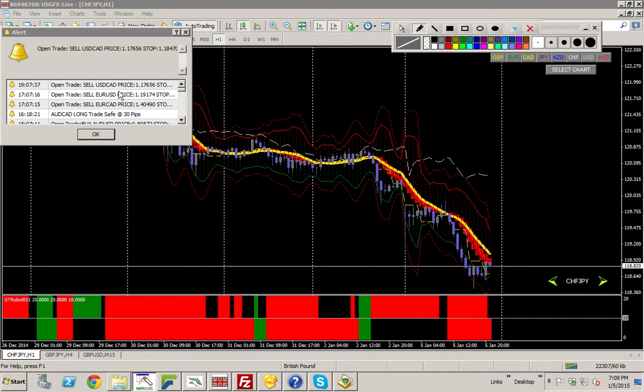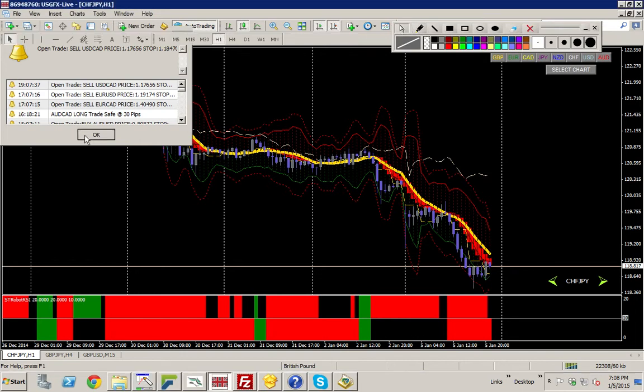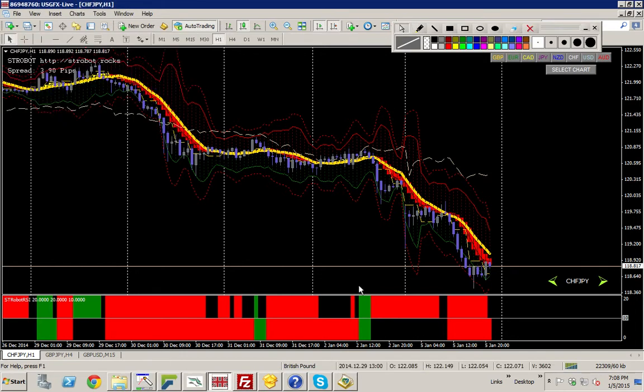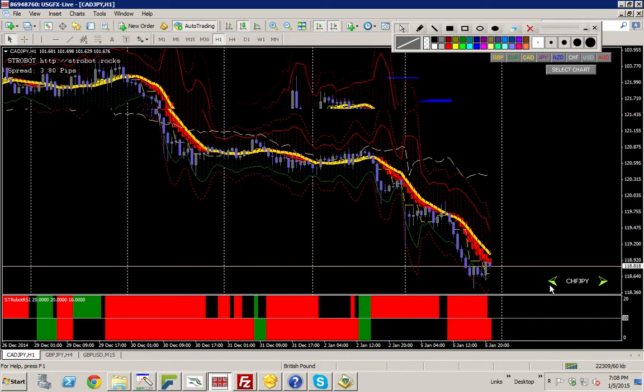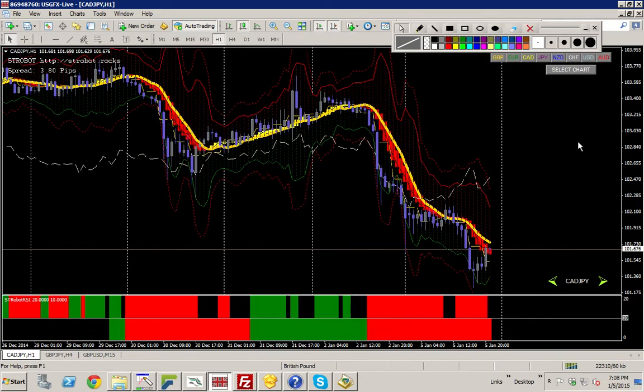I've just had him open a dollar CAD short just now, so that's nice for him, and I'll show you that just now. So there's basically three charts, and using those three charts you can actually access all the currencies, all the major currencies he trades. Like there we go, this one, CAD yen. You just click on buttons or whatever you want to do.